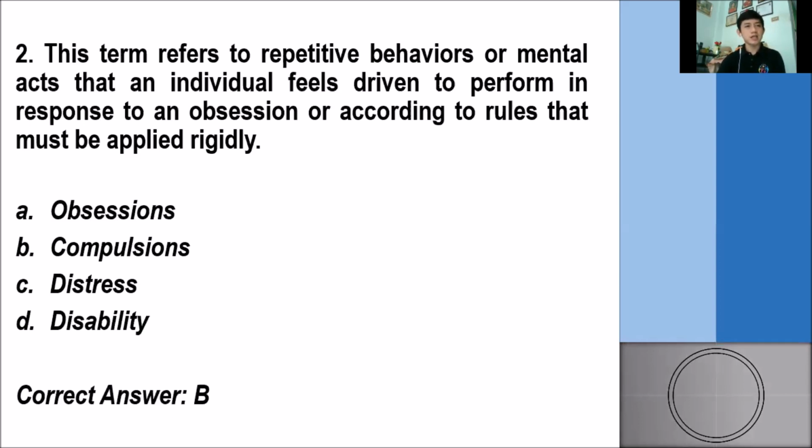If you have noticed, question number 1 was defining the term obsession, while this question defines the term compulsions. Obsessions and compulsions are two major signs of a person having OCD or obsessive compulsive disorder. OCD is characterized by the presence of obsessions and/or compulsions. Obsessions are recurrent and persistent thoughts, urges, or images that are experienced as intrusive and unwanted, whereas compulsions are repetitive behaviors or mental acts that an individual feels driven to perform in response to an obsession or according to rules that must be applied rigidly.